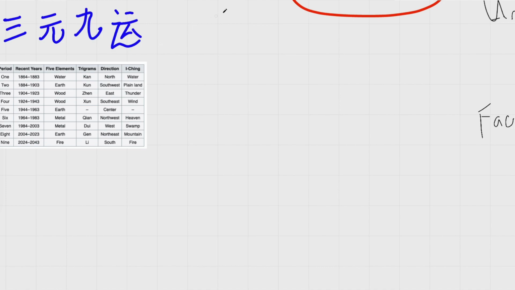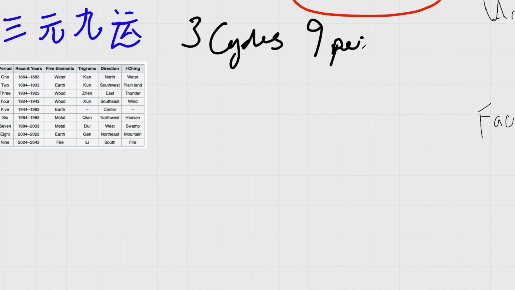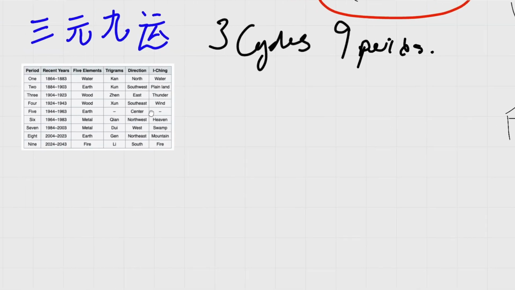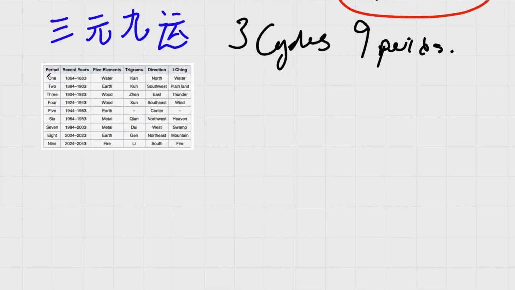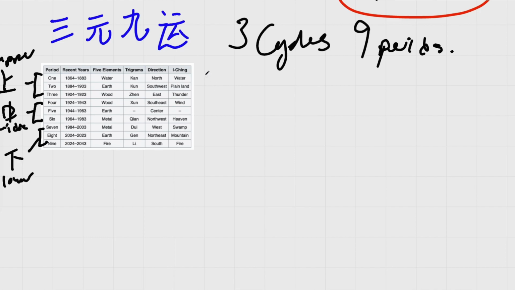So periods and cycles is actually three cycles, nine periods. Okay, three cycles, nine periods. And what is three cycles, nine periods? Basically it refers to period 1 to 3, which is upper, period 4 to 6, which is middle, and period 7 to 8, which is lower. Each period is governed by 20 years.